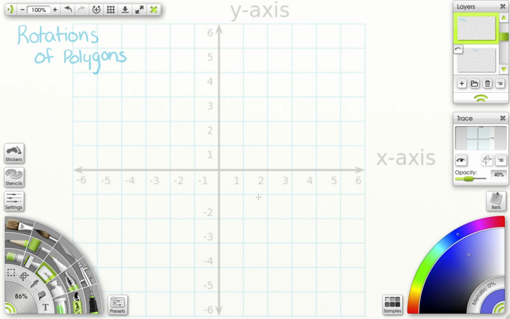So if I'm starting in quadrant 1, I'm going to plot out a triangle for us, and that's going to be our example. So this is our triangle. I'm just going to call it triangle ABC. So I have A, B, and C. A is 2, +4. So +2, +4. B is 2, 1. And C is 5, 1.